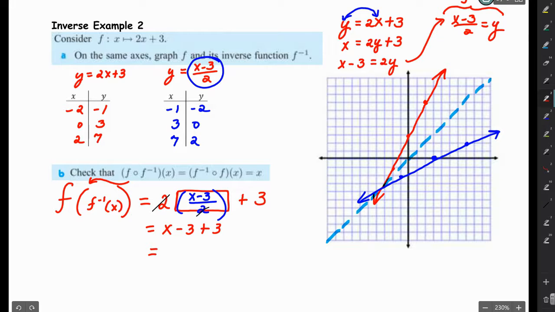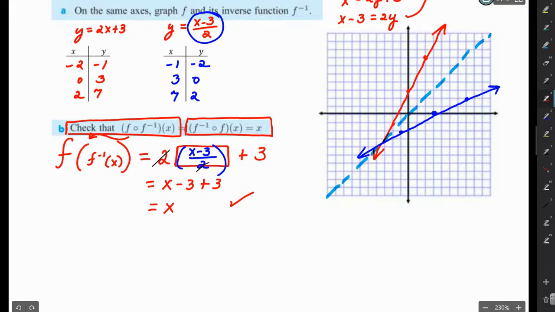And what's my final answer here? X. So it says check that f composed with f inverse and f inverse composed with f is equal to x. All right, so we did the first part of that. Let's do the second part.